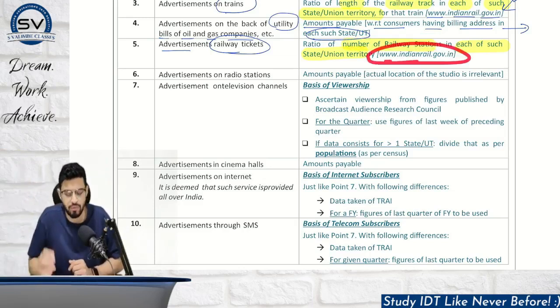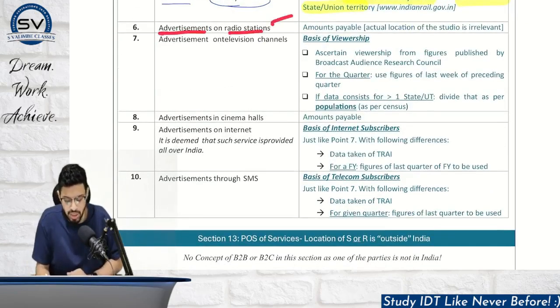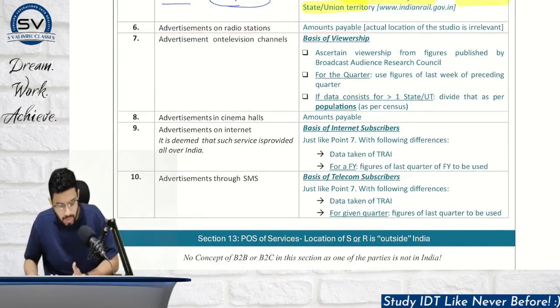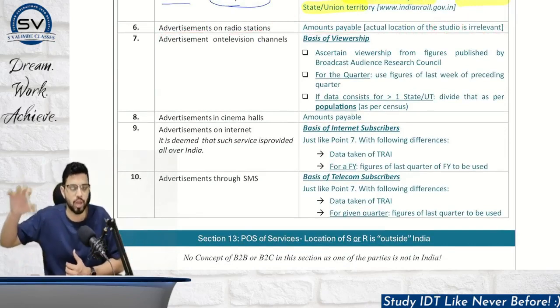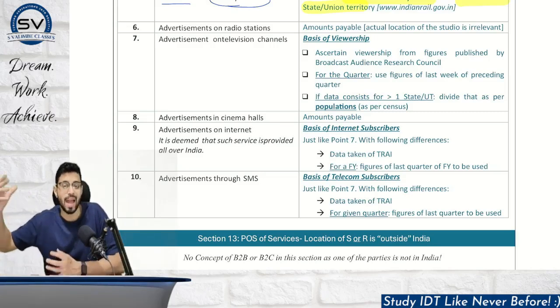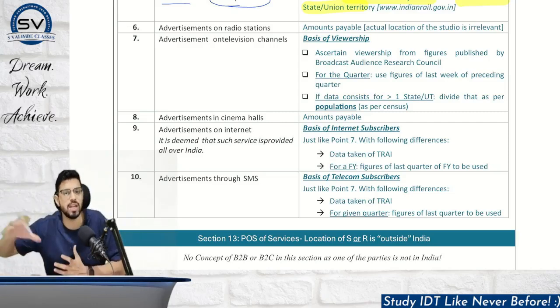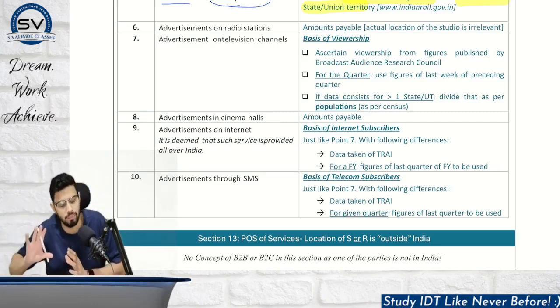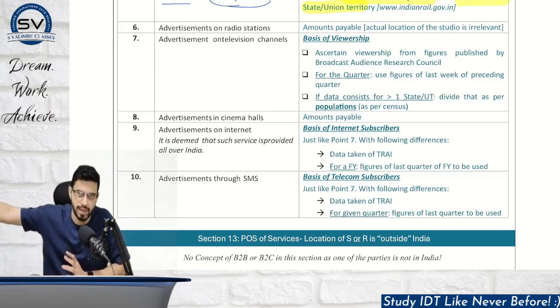Again, this information will be obtained from indianrail.gov.in. Advertisement on radio station, it will be on the basis of amounts payable. Actual location of the studio will not be relevant. For example, there is a studio which is located in Haryana, Gurgaon, but that is with respect to the Delhi FM. So for Delhi FM, if someone is paying 2 lakh, the place of supply shall be Delhi, not the actual location of the studio, that is Haryana.